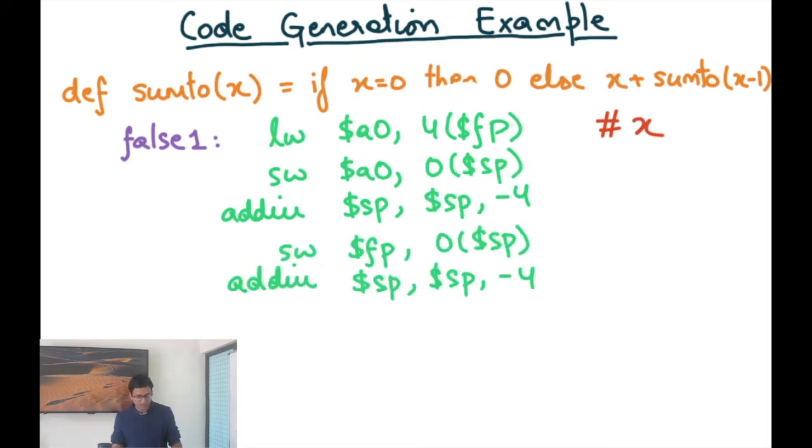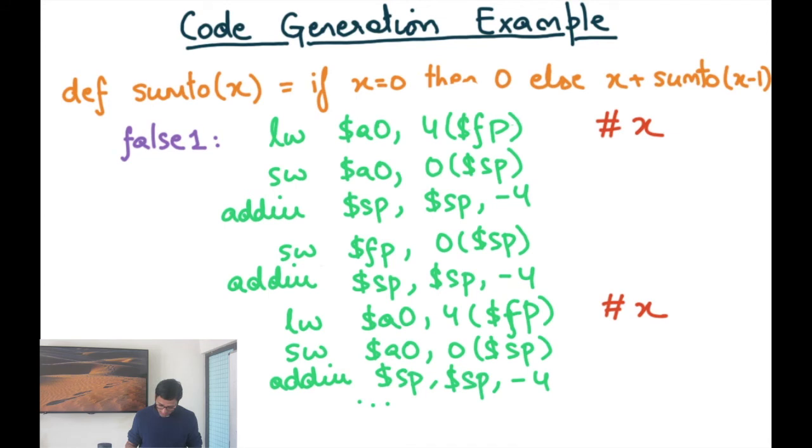And now I start setting up the activation record. The first thing I do is I push the current value of fp on the stack. So that's going to form my old fp. So this is what my newly constructed activation record starts looking like. And then I compute the argument x minus 1.